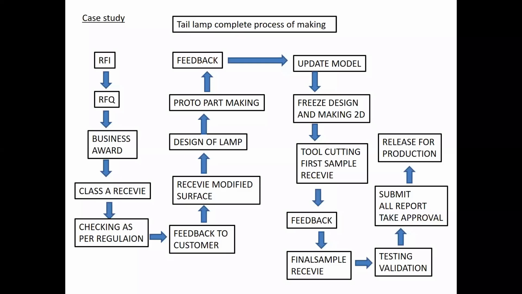If we like, we can go ahead and make a proto for any checking or validation purpose. Then the feedback is received and the model will be updated accordingly, and we will freeze the design and start making the 2D. After freezing the design and making the 2D, we start the cutting of the tool. First, feedback from the tool supplier will be received by us, and then we will finalize the design. After the design finalization, once the part has been received, we will go ahead and do the testing and validation, and submit all the reports to the customer for approval.